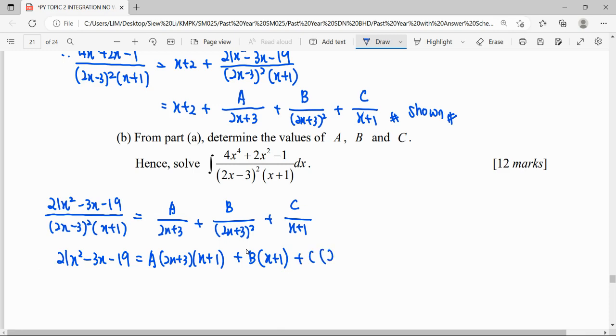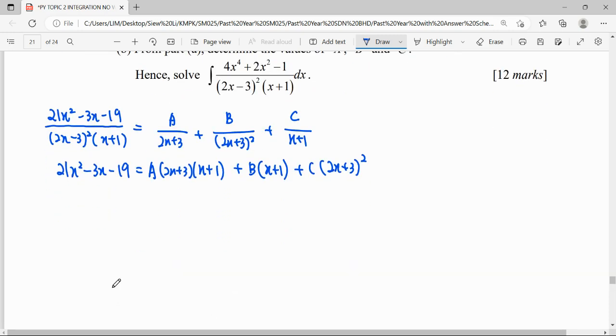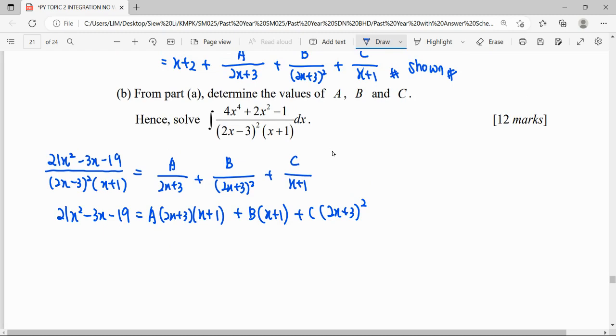So for C, you are going to multiply with (2x + 3) squared. After we get this equation, we can find our A, B, C by using the let method. So we can let x equal to negative 1, one of our roots. When we substitute here, we get 5, and here it is 0, 0. So we have 25c. So automatically c is 1 over 5.